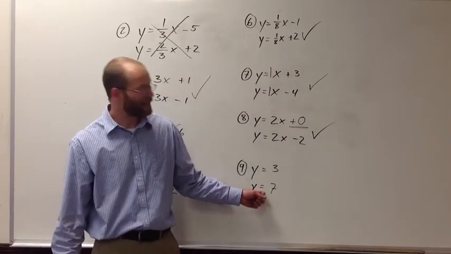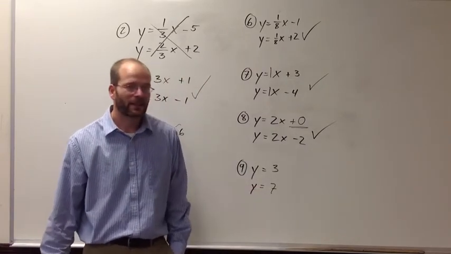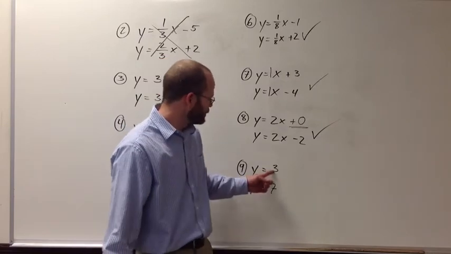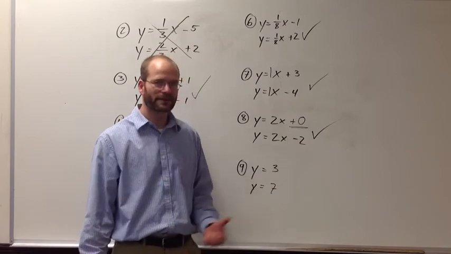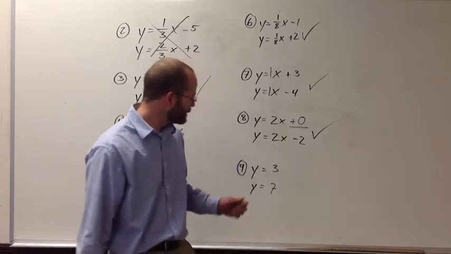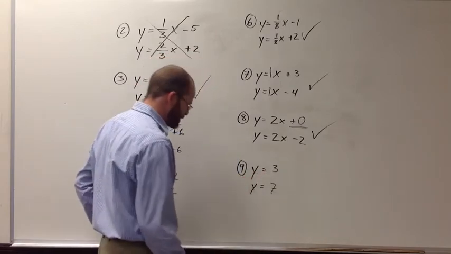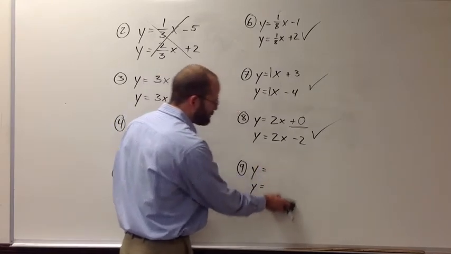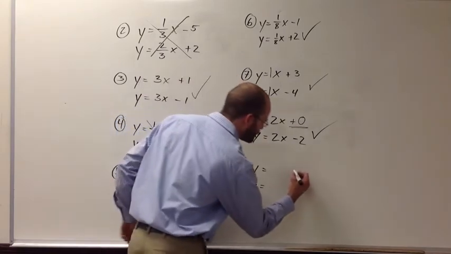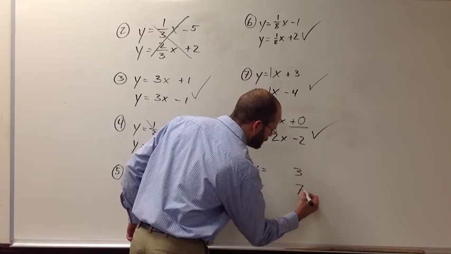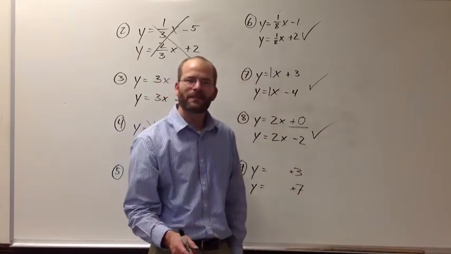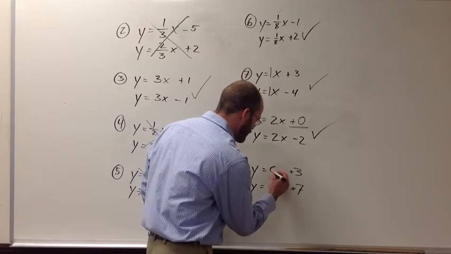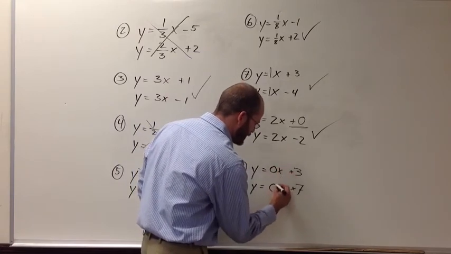This last example is maybe even a little bit more difficult. Y equals 3 and y equals 7. It does not appear to be in slope-intercept form, although technically you could make an argument that it is. The question then is, what values were multiplied by x in order to get those equations? And I think you'd have to agree with me that it must have been 0. It was 0x and 0x.